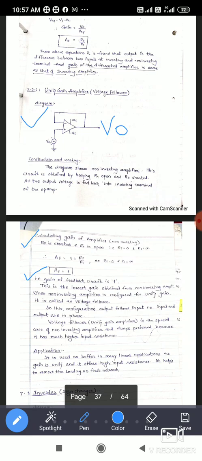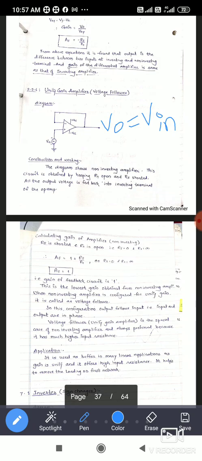So when the non-inverting amplifier is configured for unity gain, it is called a voltage follower. That means this circuit is also known as a voltage follower circuit. Whatever input you are applying, you get at the output. So V0 is equal to Vin. That's why it is called a voltage follower. Whatever input is given is the output; that is called following. So that's why this circuit is called a voltage follower circuit.